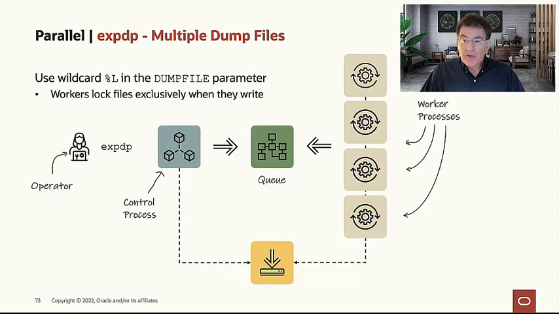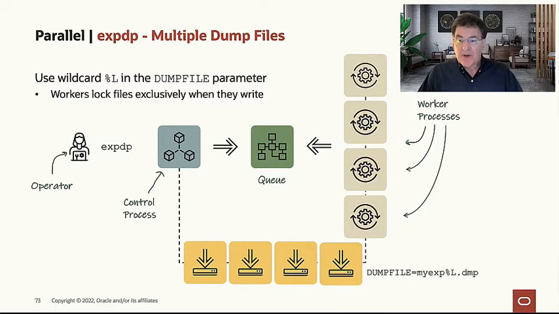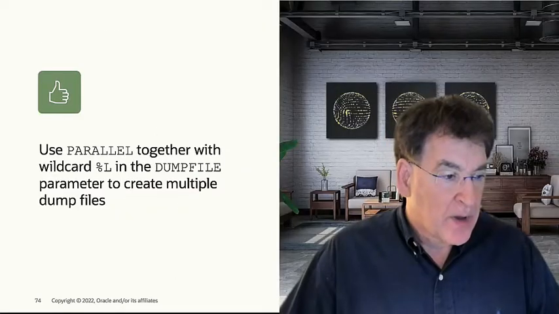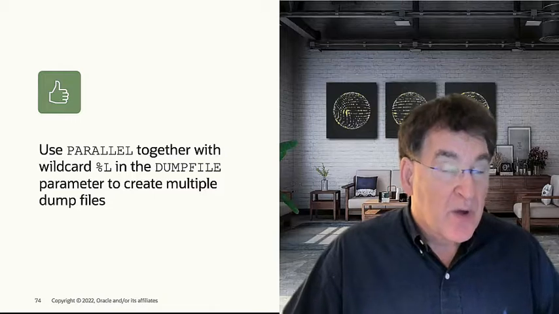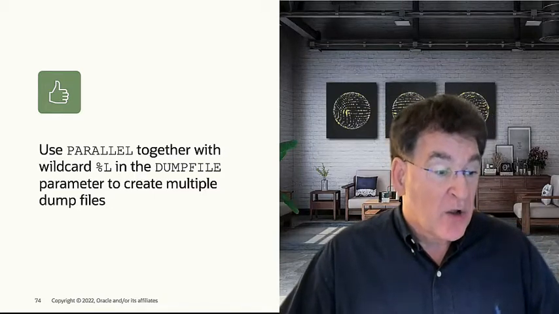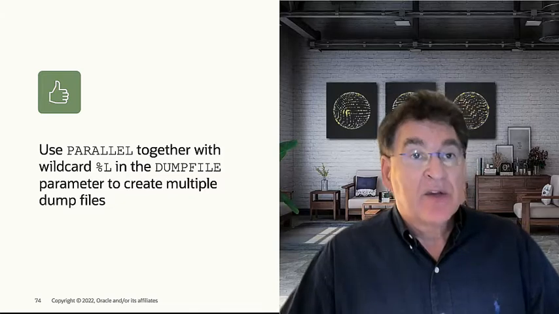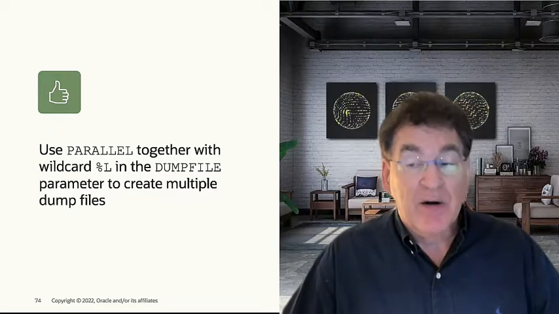Now, if you're going to use parallelism, then you also need to specify multiple dump files for the parallel throughput. The easiest way to specify a dump file set is to use the %L wildcard character in the dump file name. Having multiple dump files avoids file locks, since a worker will lock the dump file exclusively when it writes to it. And using parallel, or degree of parallelism, along with the wildcard in the dump file name is necessary to have parallel throughput.